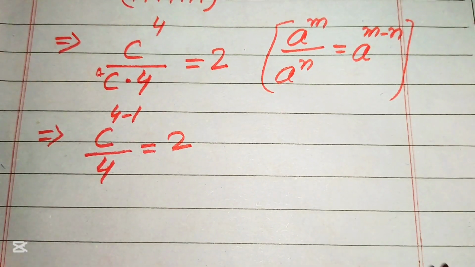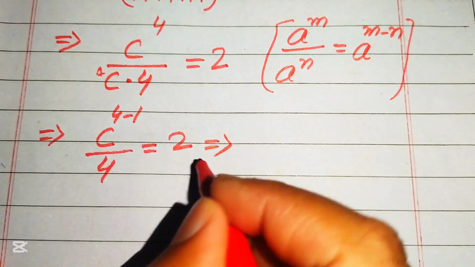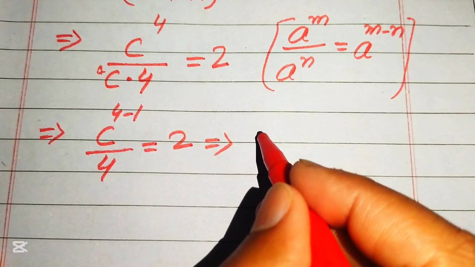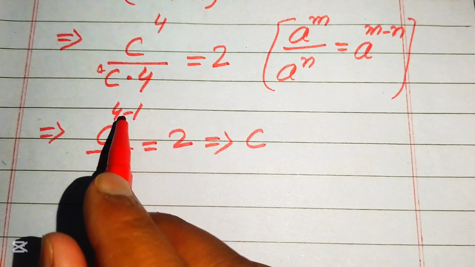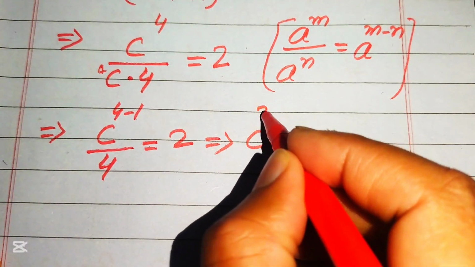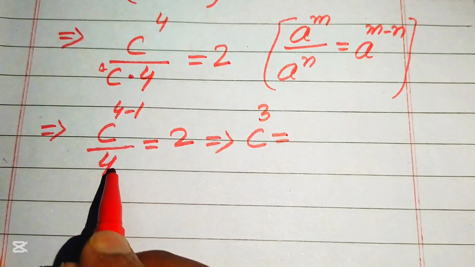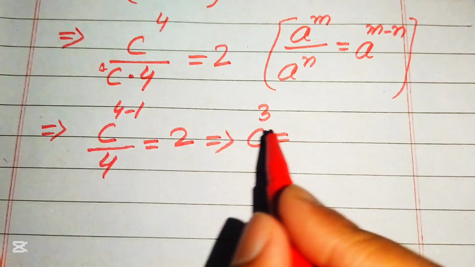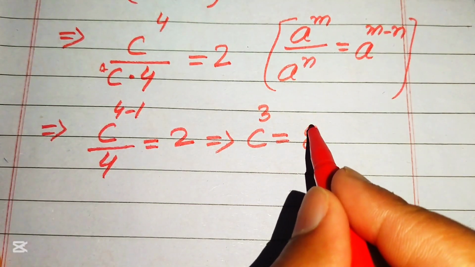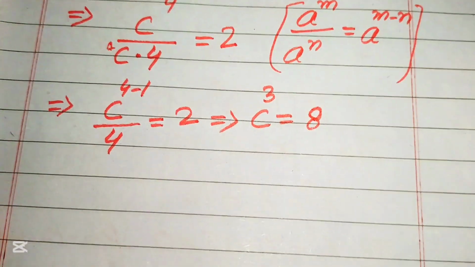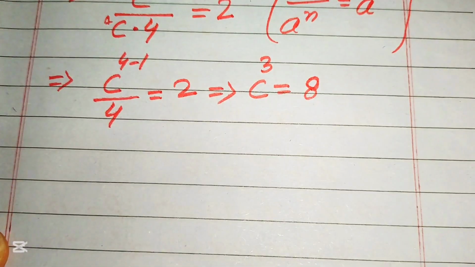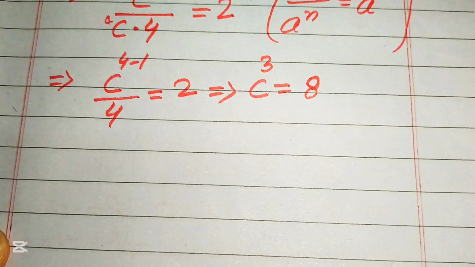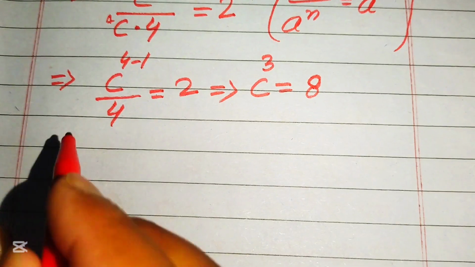Now, in order to write this equation into the simplified form, we will move this 4 to the right hand side, and it will be written as c to the power of 4 minus 1, and this 4 minus 1 equals 3, and this whole equals 4 times 2, and 4 times 2 equals 8. Now in the next step, you see this equation becomes a cubic equation in the variable c, so we will easily get the values of c.